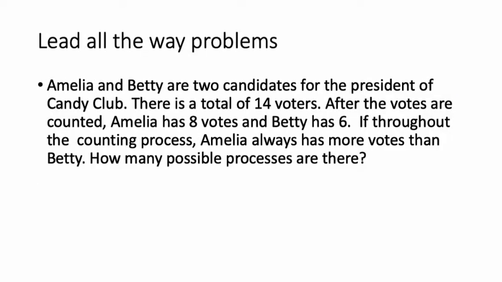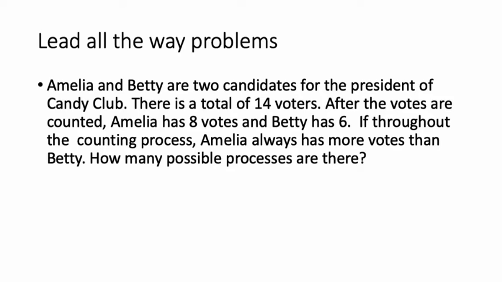The first problem we're going to talk about is lead all the way problems. The problem is like this. Amelia and Betty are two candidates for the president of Candy Club. There's a total of 14 voters. After the votes are counted, Amelia has 8 votes and Betty has 6 votes. If throughout the counting process Amelia always has more votes than Betty, then how many possible processes are there?